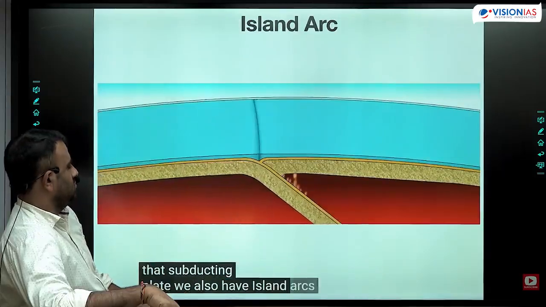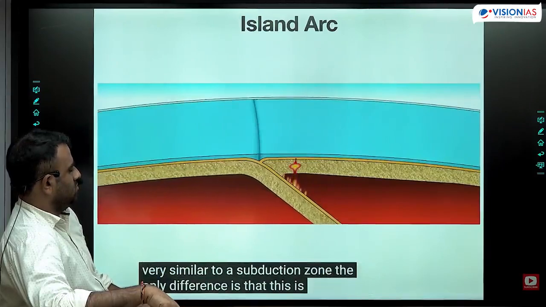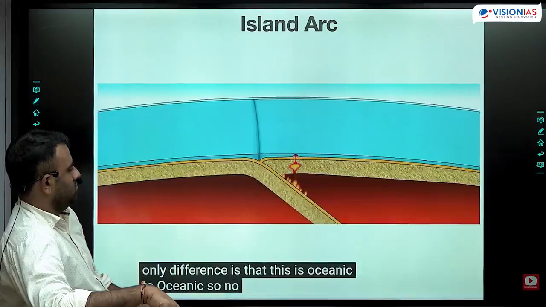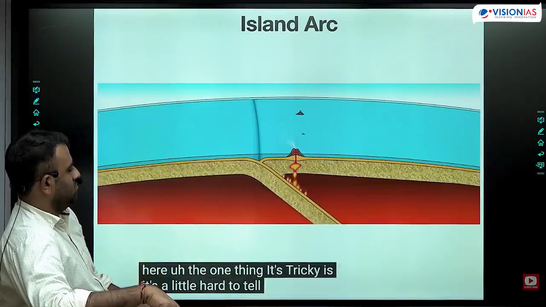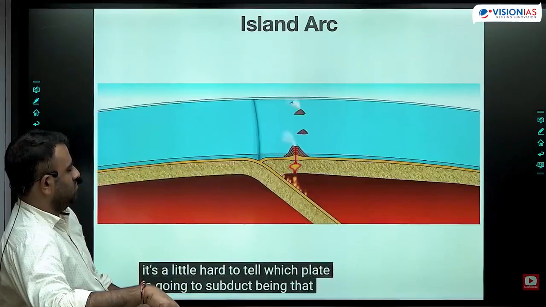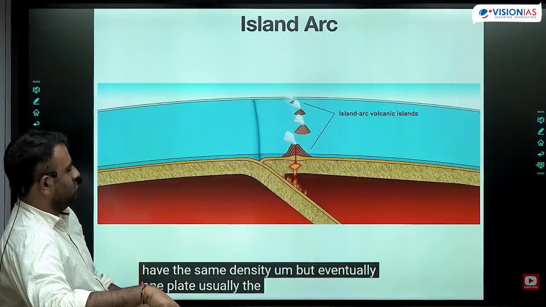We also have island arcs. Now, very similar to a subduction zone. The only difference is that this is oceanic to oceanic, so no continents involved here. The one thing that's tricky is it's a little hard to tell which plate is going to subduct, being that they both have the same density. But eventually one plate, usually the older rock, will sink under the younger rock.